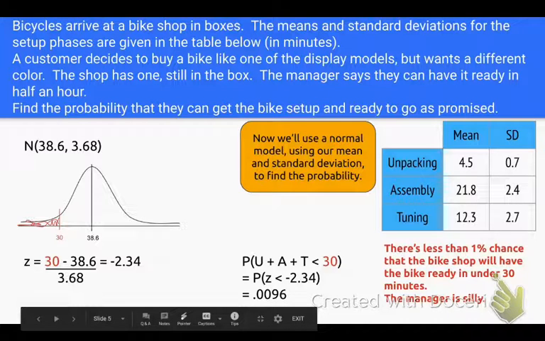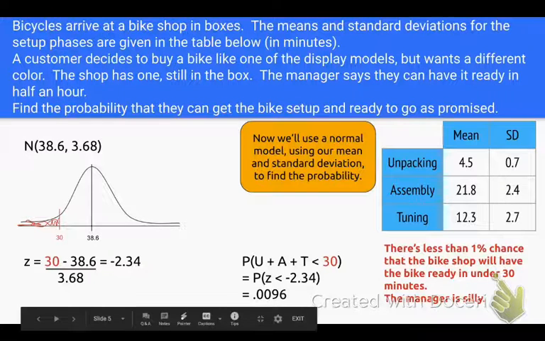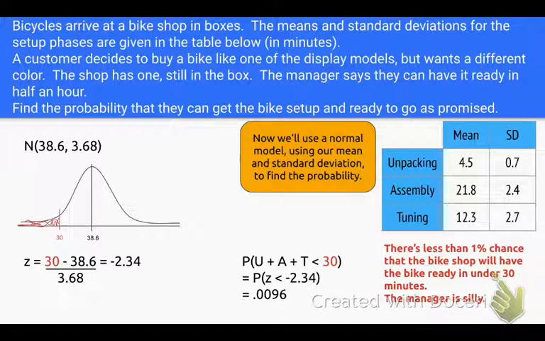So the probability of u plus a plus t is less than 30, right? Here's our notation, is equal to the probability of z less than negative 2.34. And then how do we do this on our calculator? We do a normal CDF, negative 999999999, negative 2.34, which gets you to the 0.0096. So there's less than 1% chance that the bike shop will have the bike ready in under 30 minutes. The manager is being very silly.